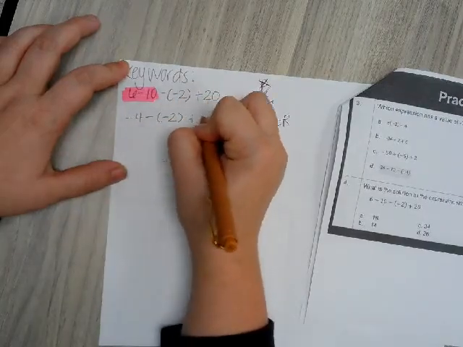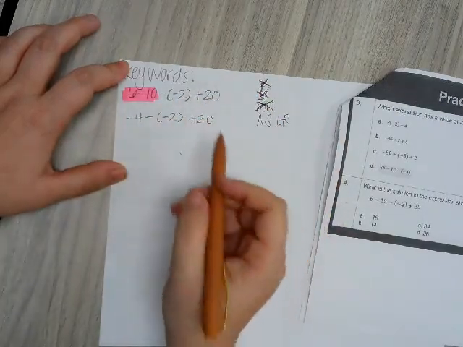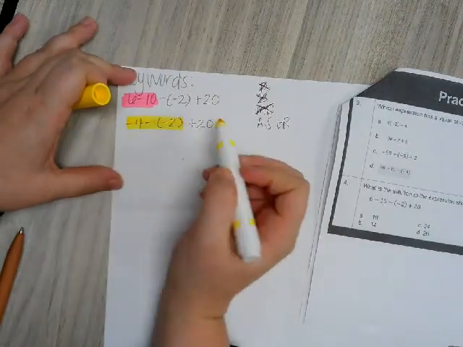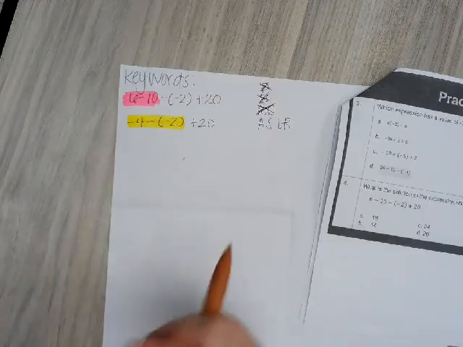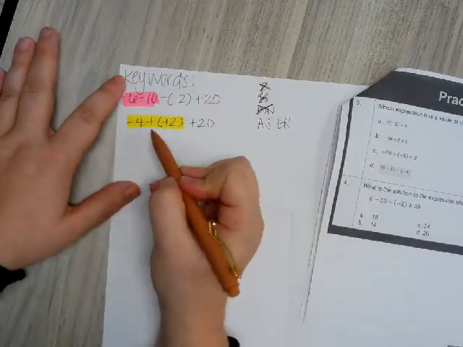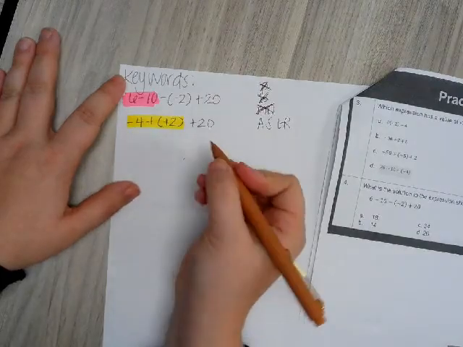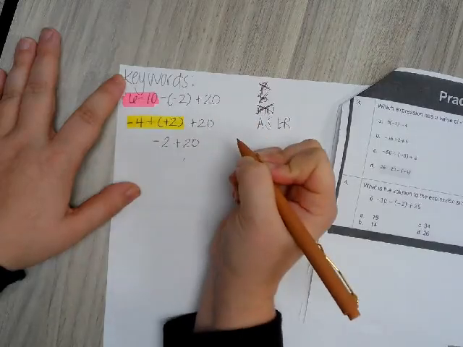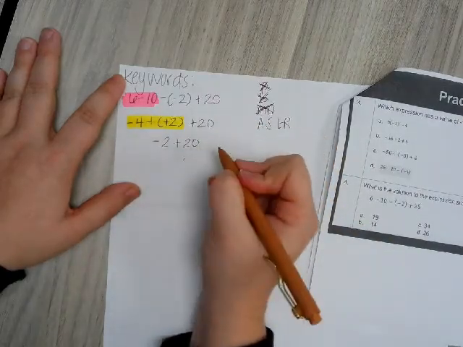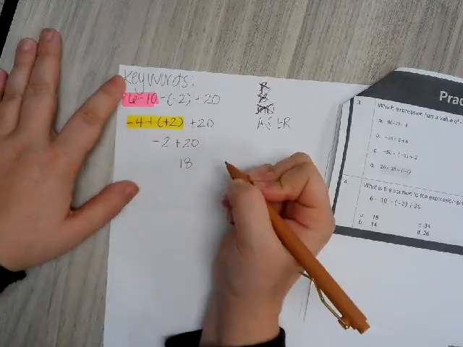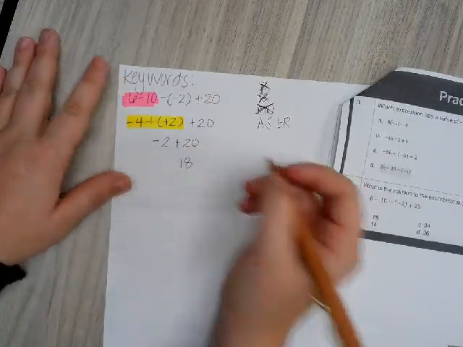Now I'm going to go to my next step. I'm still working left to right. We have negative 4 minus negative 2. Again, that's saying adding the opposite. So negative 4 plus 2 would be negative 2. So negative 2 plus 20. They're different signs, so I know I'm going to subtract. 20 minus 2 is 18. I have more positives than I do negatives. So my answer was A.